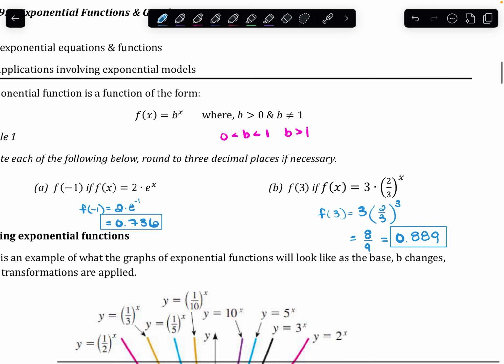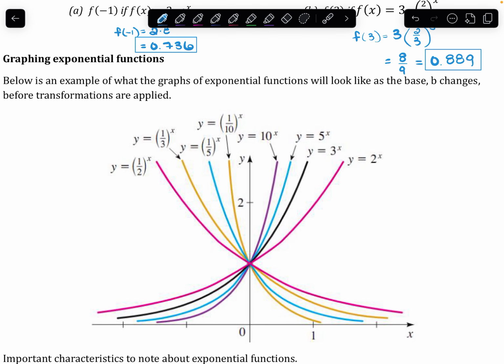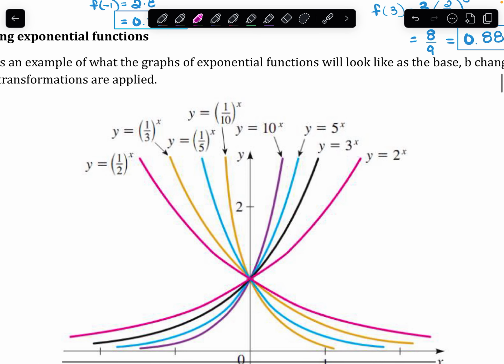All right. Next, we're going to go into graphing. So here's just an example of what all exponential functions look like in different forms. So it's important to note the left side versus the right side, the difference in the graphs. You've got some increasing, some decreasing. Everything on this side has a base bigger than 1. Everything on the left side has a base between 0 and 1. So that's going to change how the starting point looks.